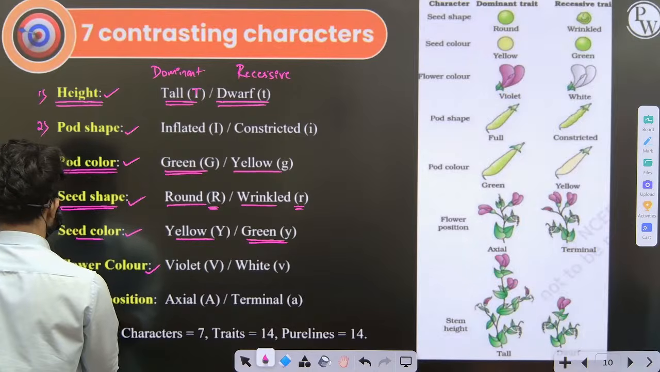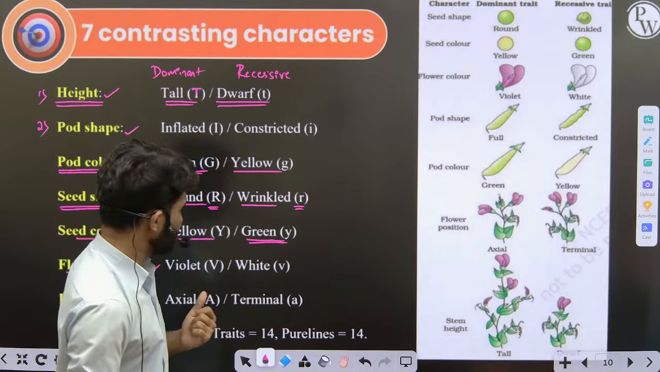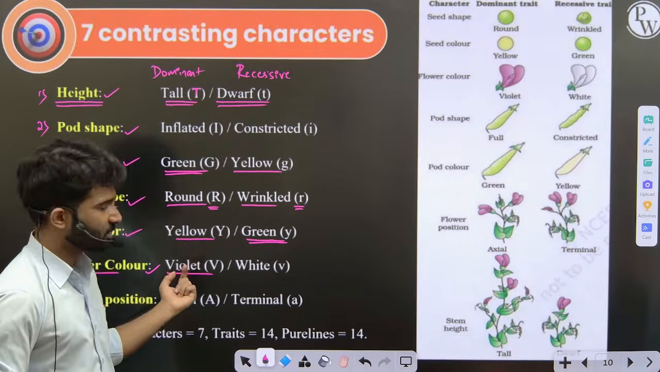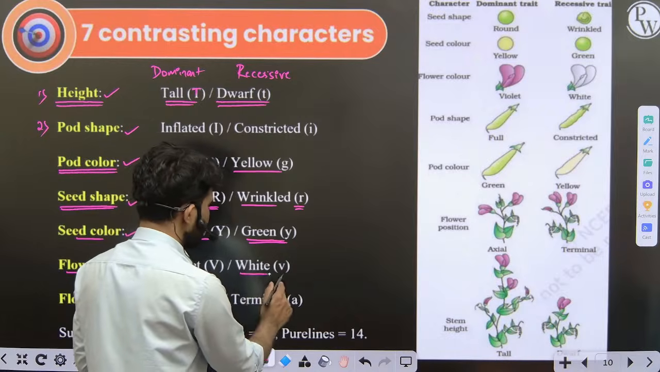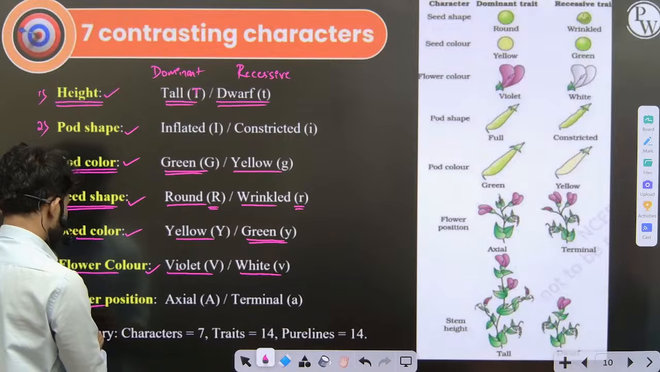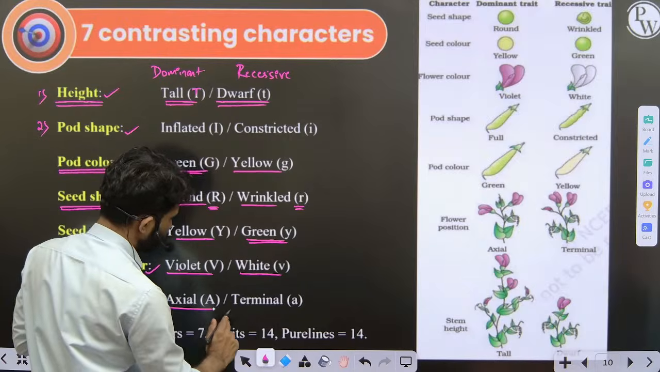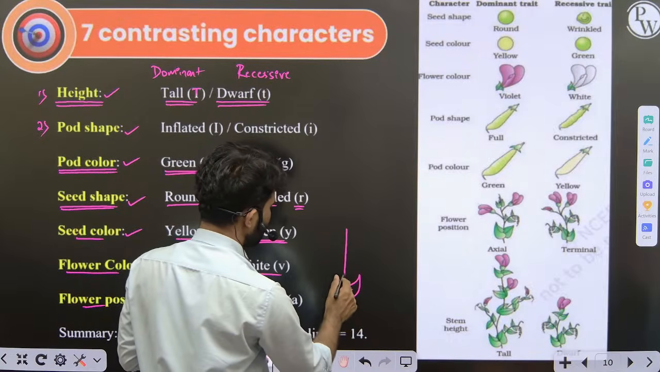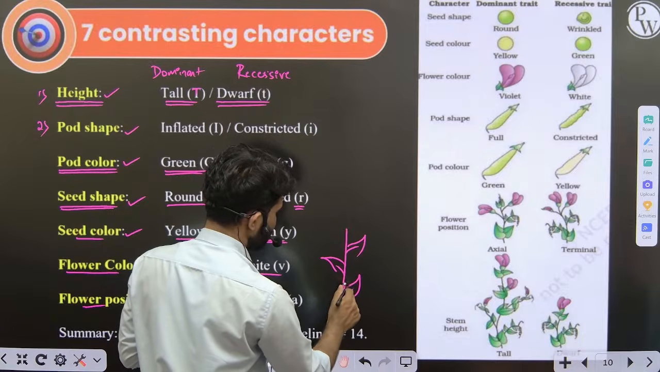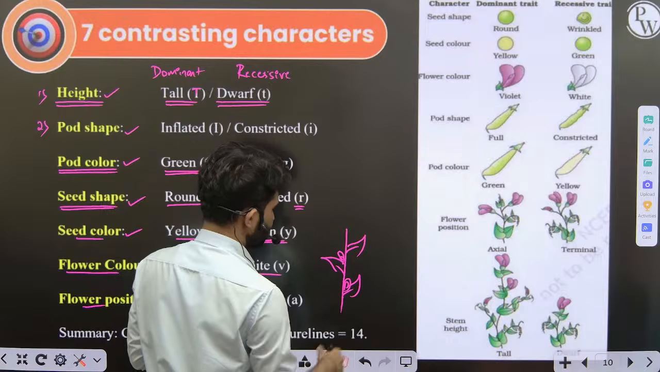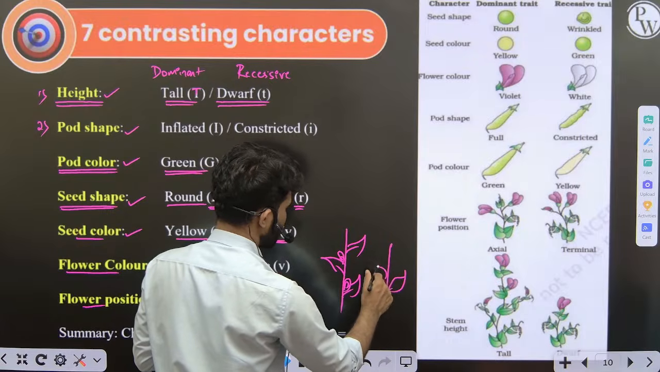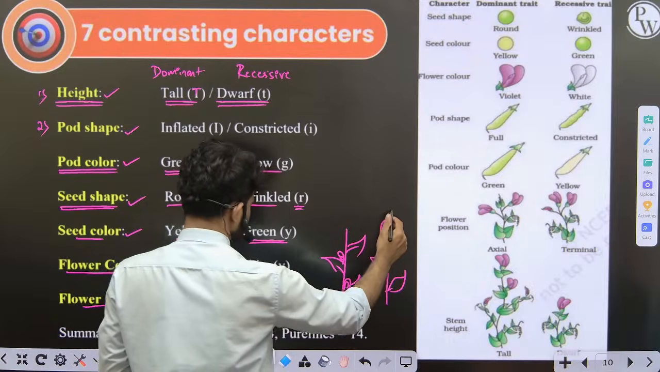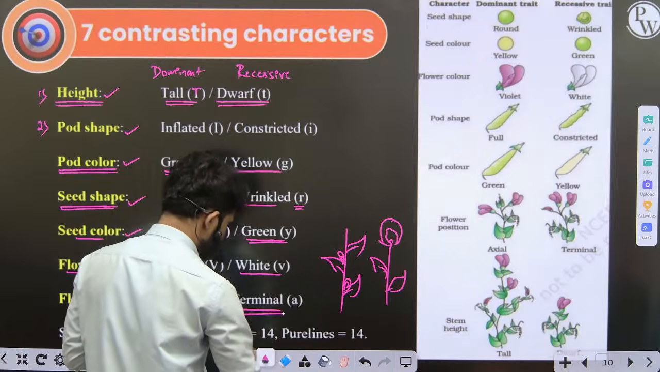So the next one is the flower color. The dominant one is the violet flower and the recessive one is the white colored flower. Okay, so come to the flower position. The flower may be axial, or the flower may be terminal. So what is axial and terminal? The flower that grows at the axial position, right? Here is where the flower grows. And the terminal flower grows at the tip. So this is the term for a character.